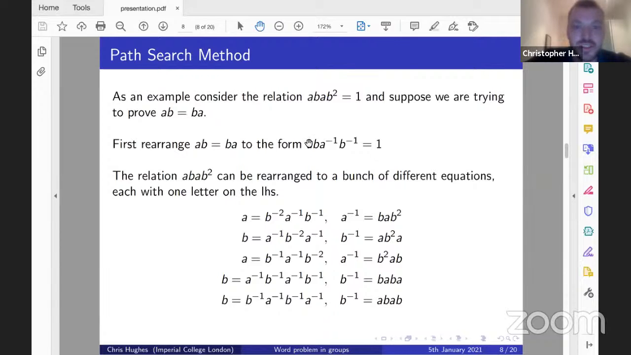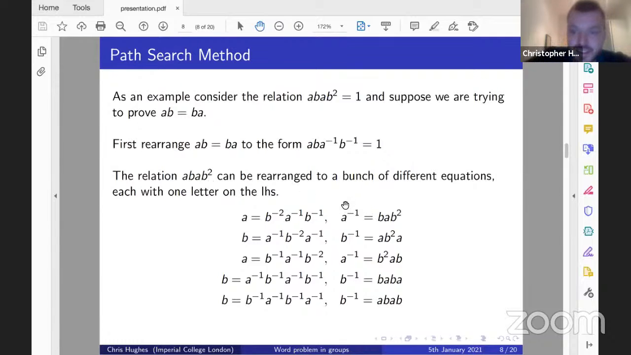So what do we do? Here's an example. We've got a relation AB squared equals 1, and we're trying to prove that A and B commute, let's suppose. First of all, just rearrange this equation so you have 1 on the right hand side. And then using this relation, we can write down a whole bunch of different equalities. These equalities all follow from this relation, just by rotating it and putting different things on the left hand side and right hand side.